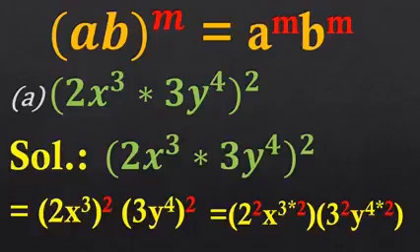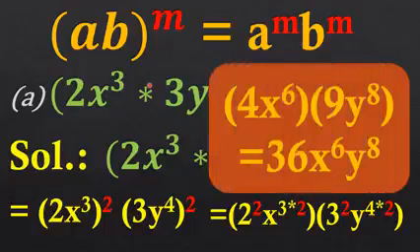Then we will simplify. 2 squared is also the same as 2 times 2, and the answer is 4. X raised to 3 times 2. 3 times 2 is equal to 6. So this will give us 6th power. Again, 2 squared is the same as 4. 3 squared is equal to 3 times 3. That is 9. And 4 times 2, that is 8. Hence, the square of 2x cubed times 3y to the 4th power is equal to 4x to the 6th power times 9y raised to the 8th power.